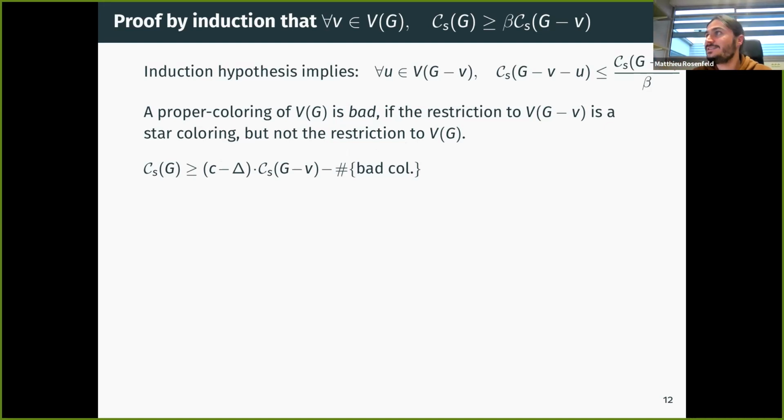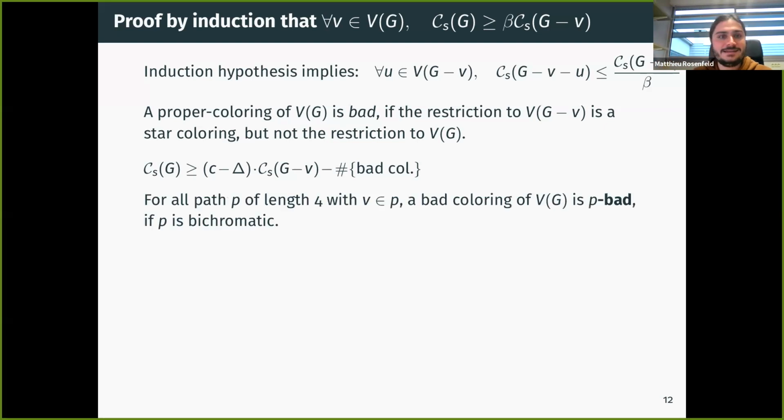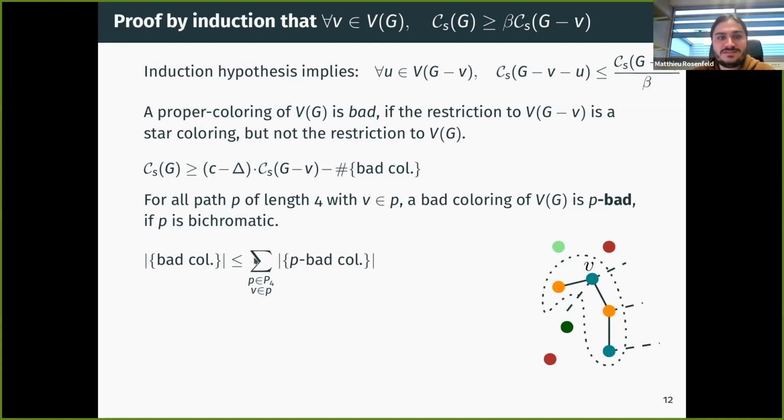And again, I'm going to partition this into a slightly refined set. For every path P of length 4, so for every P4 which contains V, I'm going to say that the coloring is P-bad if it is bichromatic on P in particular. Since every bad coloring has to be P-bad for some choice of P, the number of bad colorings is at most the sum over all P4 that contain V of the number of P-bad colorings. So this is what I want to bound, and we're going to do something similar.